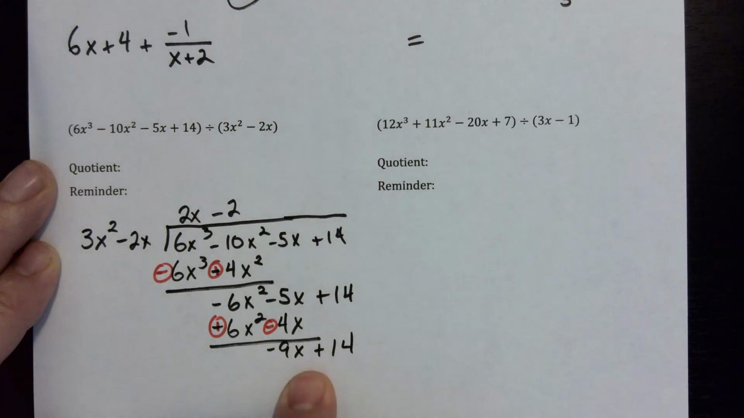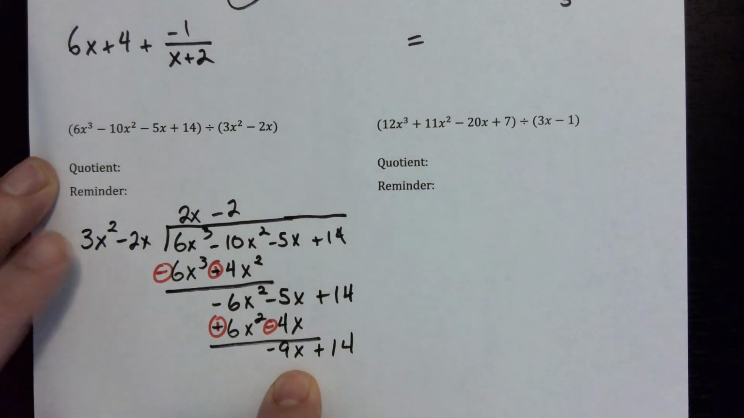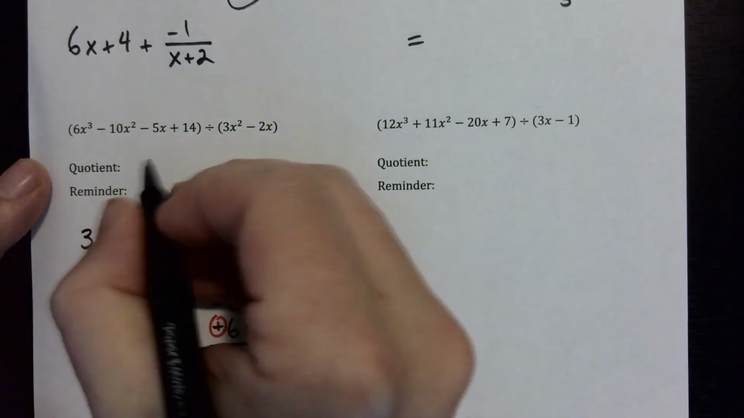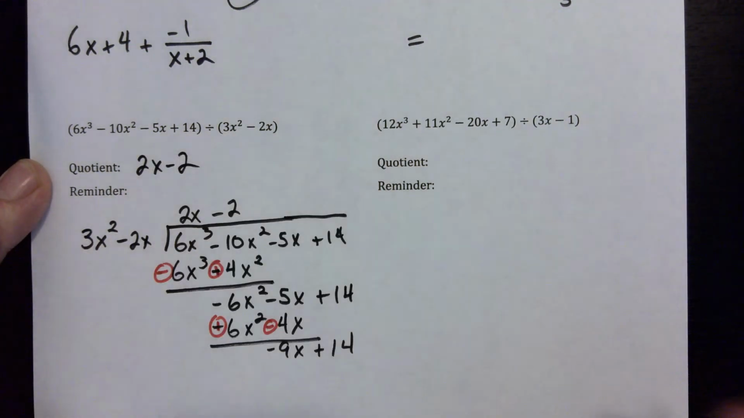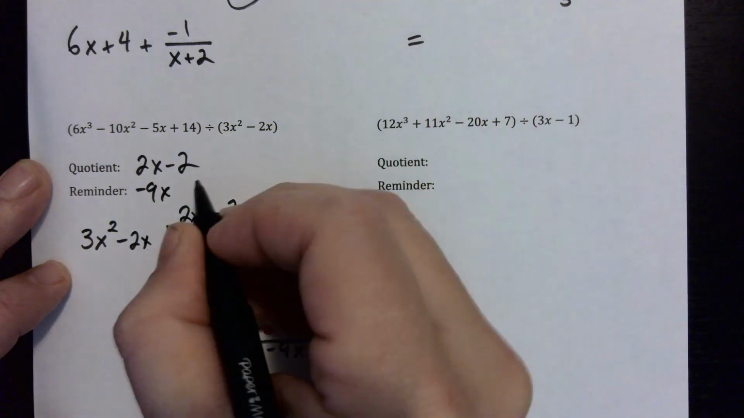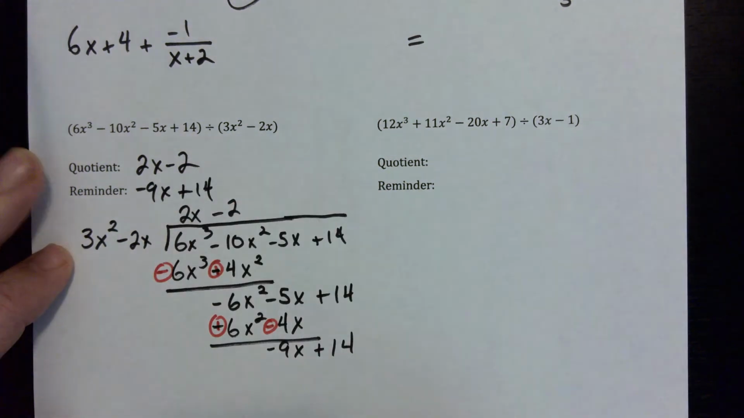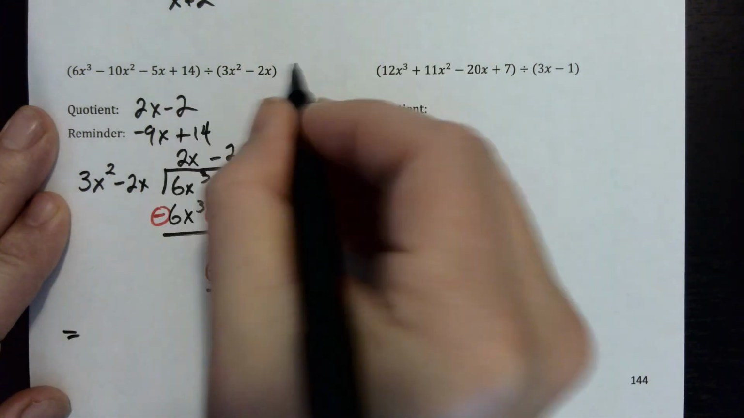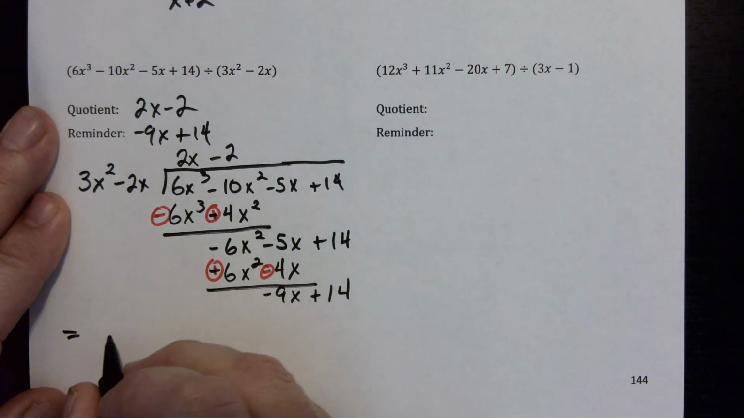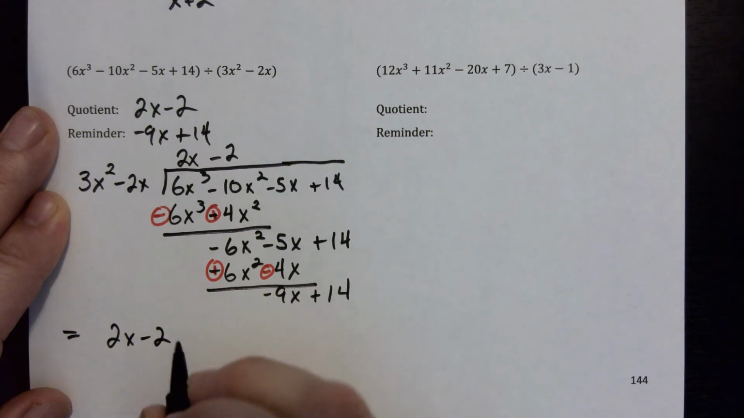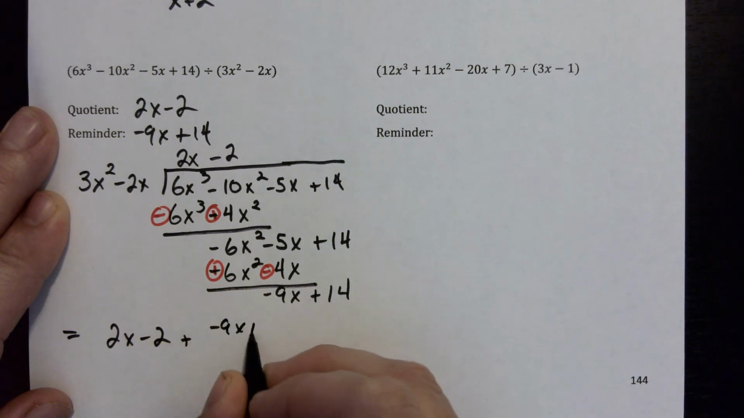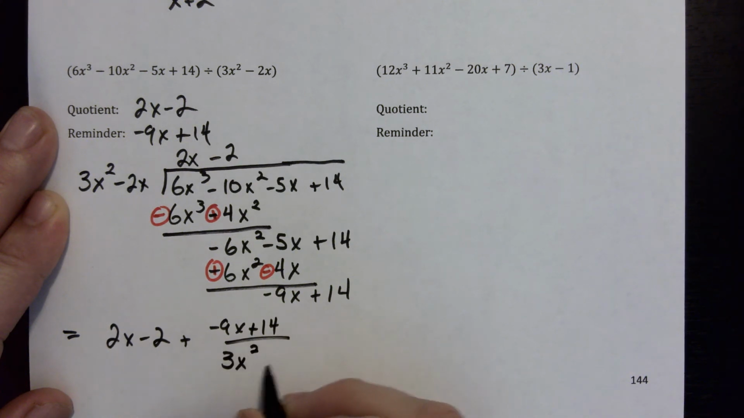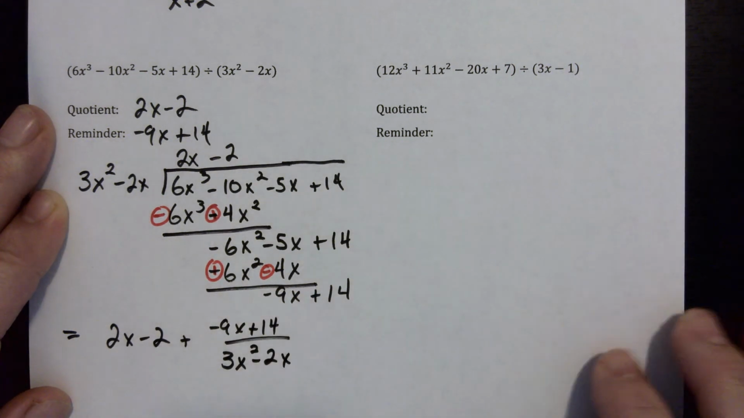Now there's no more you can do because this power of x is less than the thing that you're dividing by. So this right here is going to be your remainder. Our quotient is 2x minus 2, and our remainder is negative 9x plus 14. And if you want to write it in the proper form, it would look like this. Equal to 2x minus 2 plus negative 9x plus 14 divided by your original thing that you were dividing by, which is 3x squared minus 2x.